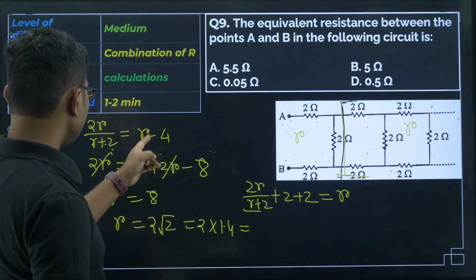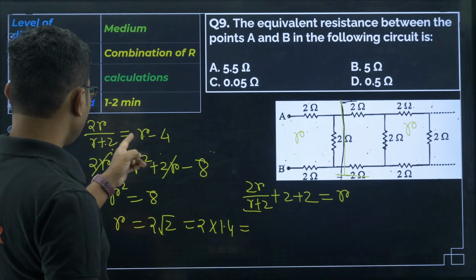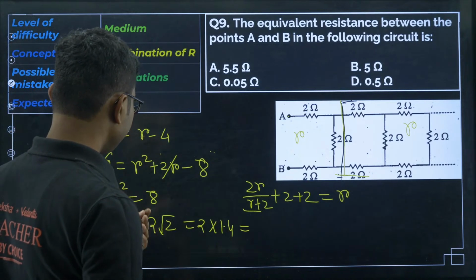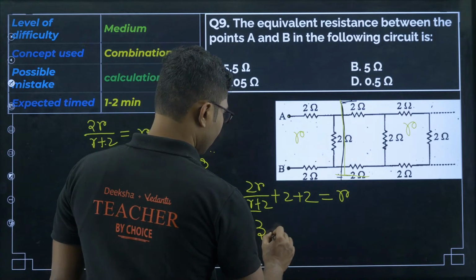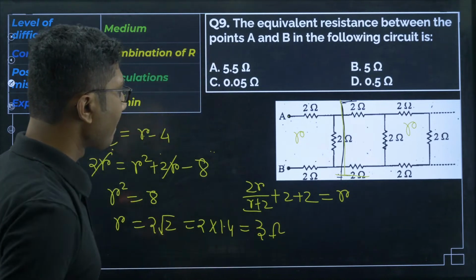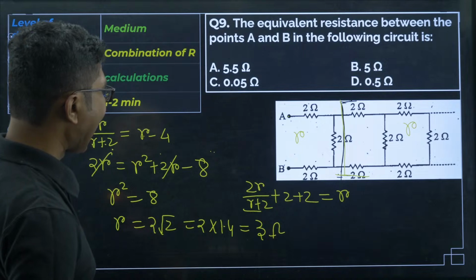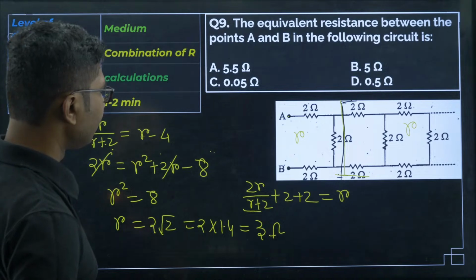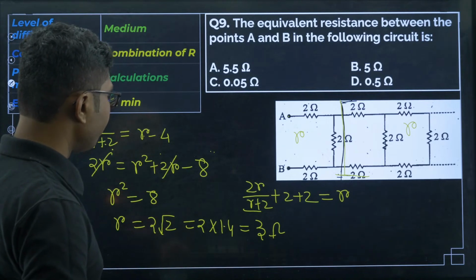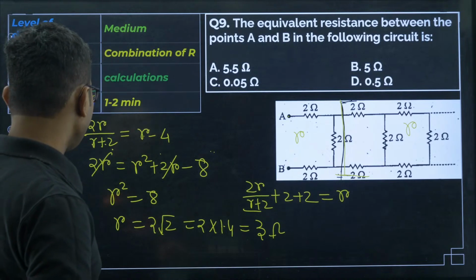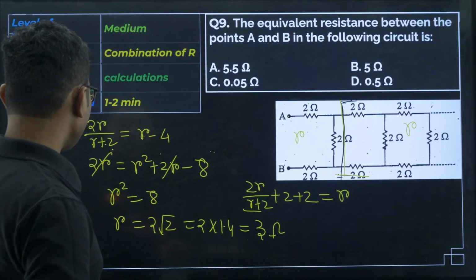r square plus 2r minus 8. It should be closer to 3 only. Okay. But again, it cannot be closer to 3, it should be closer to 5. Where have I made a mistake?